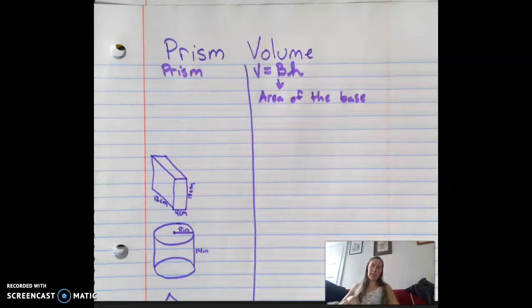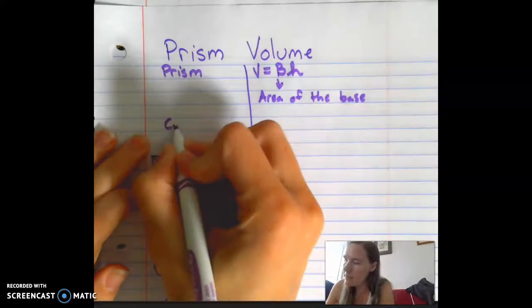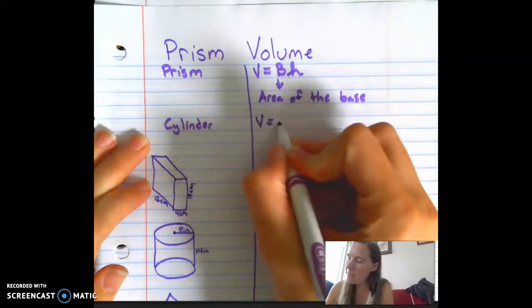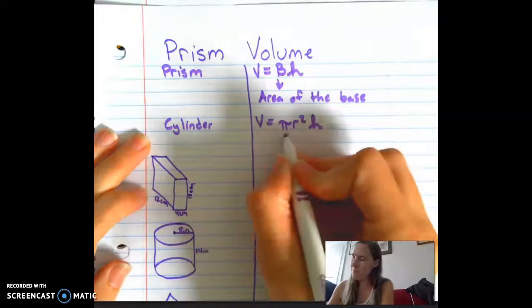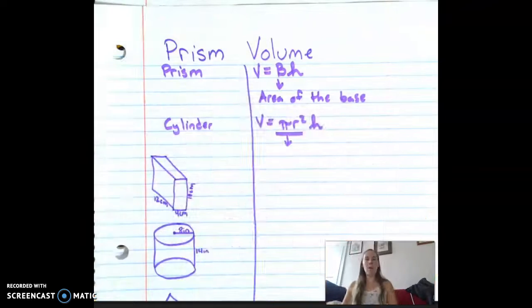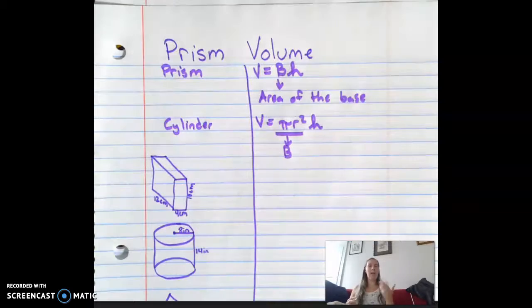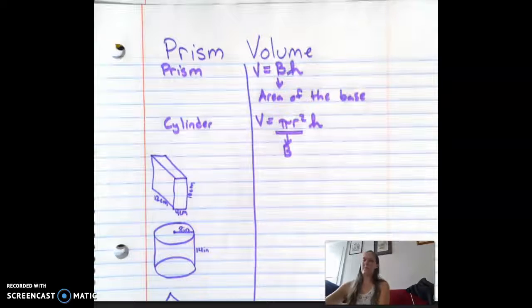It also says that for a cylinder, the volume is pi r squared times the height. Pi r squared is literally the same thing as the big B. It's just the area of a circle. So that means a cylinder is a prism.